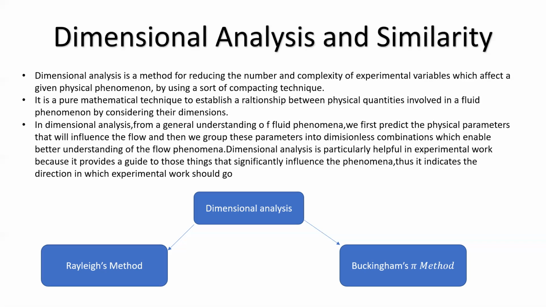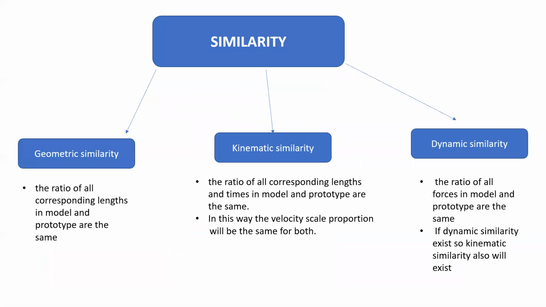Next, there are two methods of dimensional analysis, the Rayleigh method and the Buckingham method. There are also three similarities: geometric similarity, kinematic similarity, and dynamic similarity. First of all, we will go to geometric similarity. Geometric similarity is where the ratio of all corresponding lengths in model and prototype are the same. Meanwhile, kinematic similarity is where the ratio of all corresponding lengths and times in model and prototype are the same.